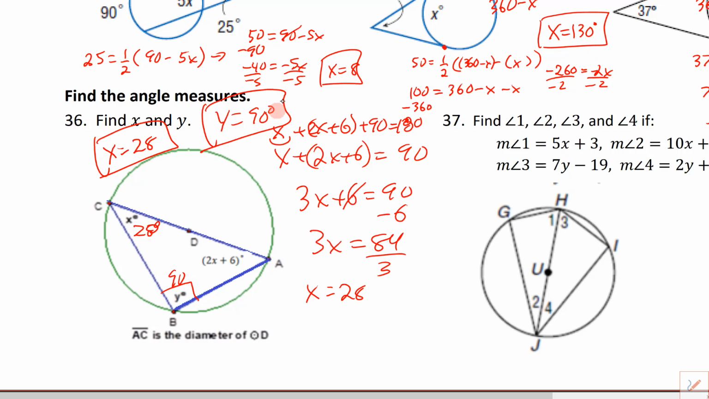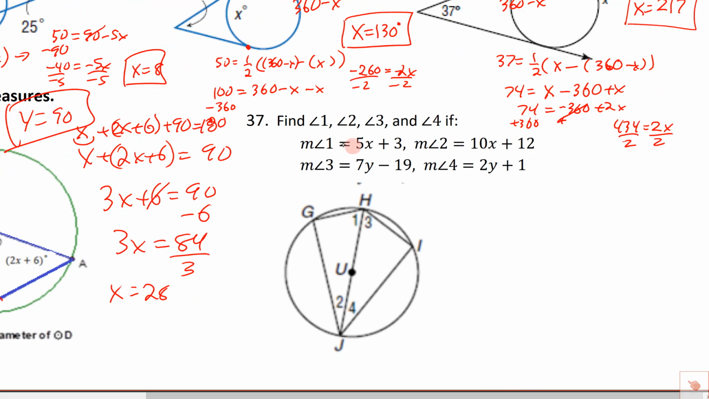Okay, and then we're on to the last one. Okay, so let's take a look at this. Tons of information here. We want to find the measure of all of these angles, all of those numbered angles. And it says the measure of, and I'm going to blow this up just a little bit.